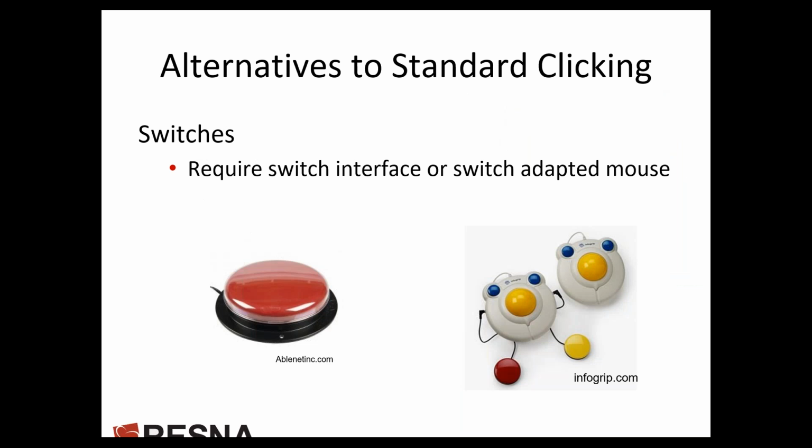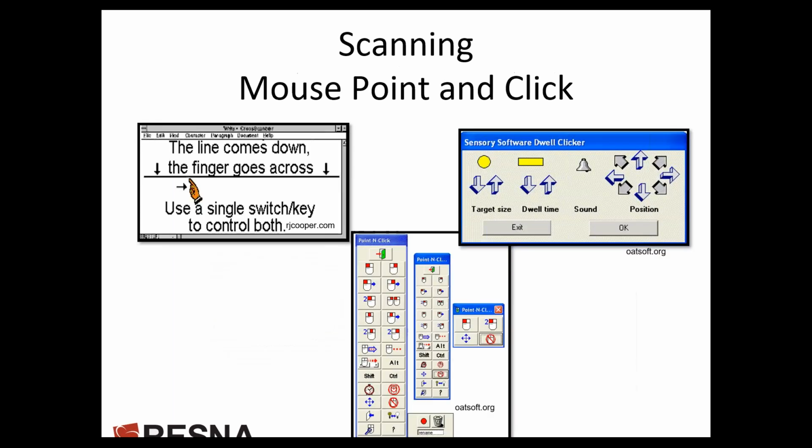All right, so next is switches. And we talked about switches when we talked about access, but they can be used to access computer icons, to navigate through the computer, and to activate mouse clicks. They do require a switch interface to the computer, or a switch adapted trackball or mouse or joystick. And there are newer switches that use Bluetooth as the switch interface connection. So those are pretty cool.